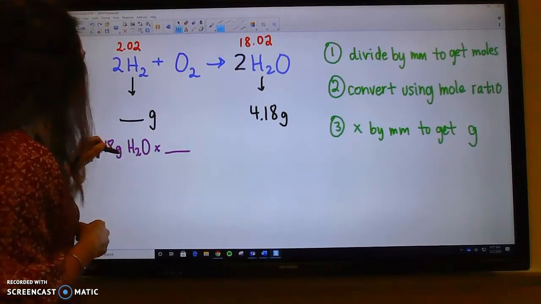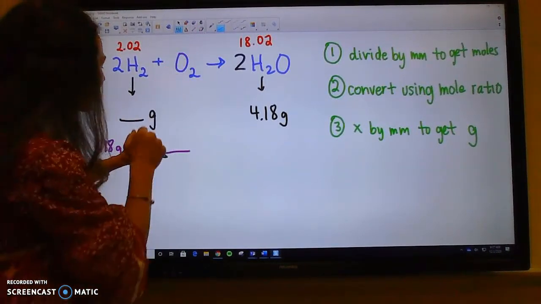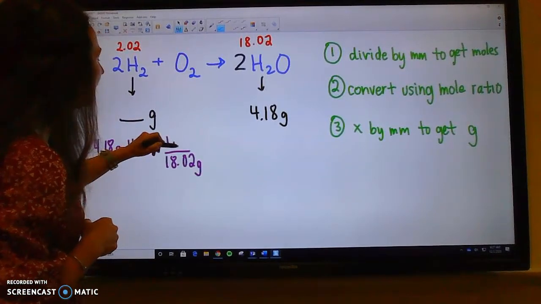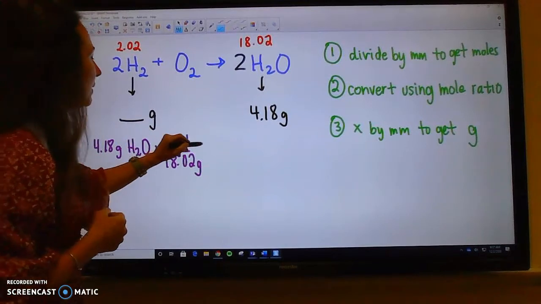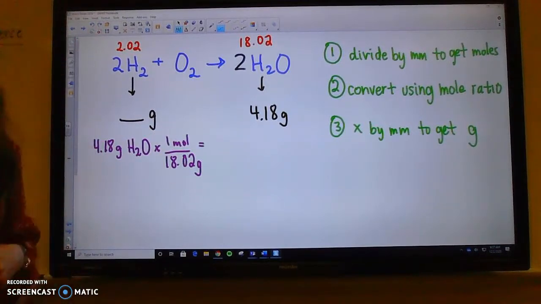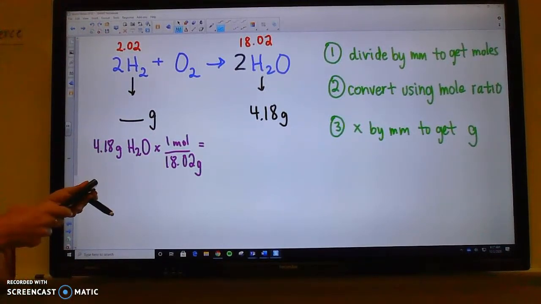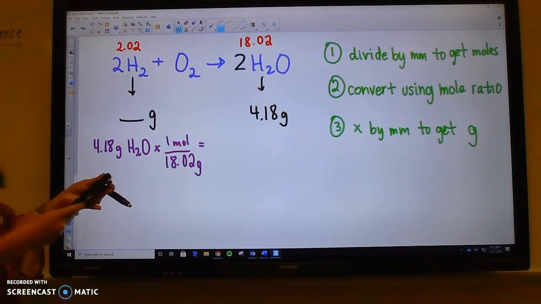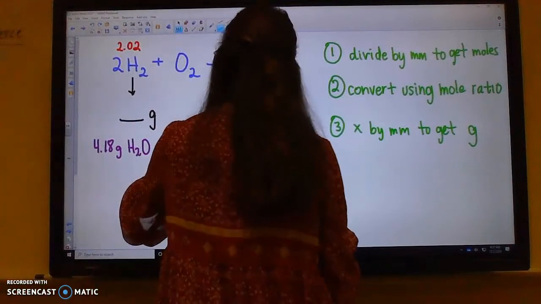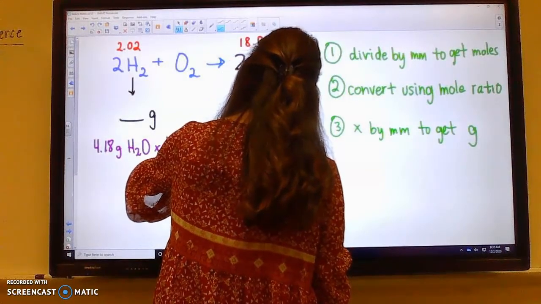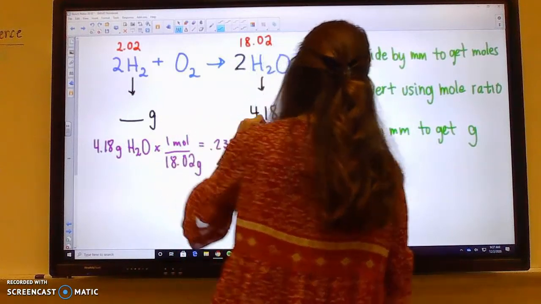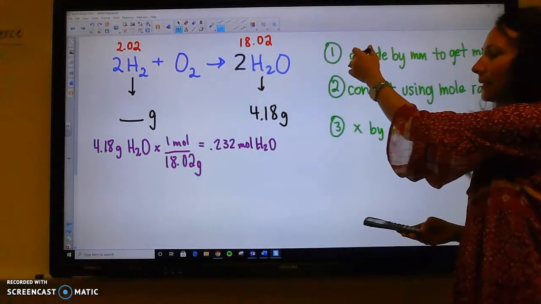So to show my conversion, I have grams. So I know that the 18.02 grams goes in the denominator, and that's for 1 mole of this substance. When I divide both of these numbers, I get 0.232 mole of water. So that's the answer from my first step.